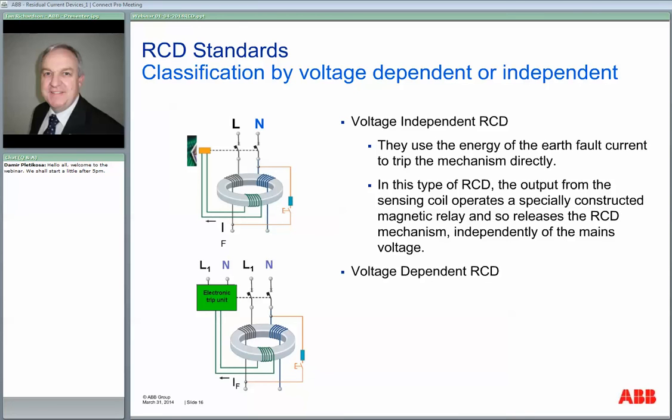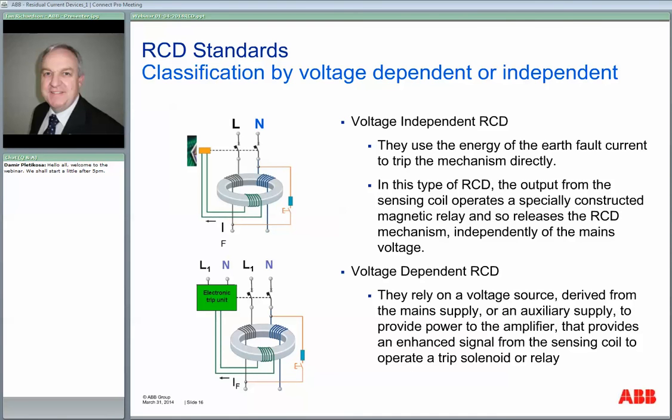The second style of RCD is a voltage-dependent RCD. With these devices, they actually require power to create the trip. The sensing through the toroid is identical, but there's an extra coil coming to the electronics of the system. Most voltage dependent RCDs are electronic in their operation. It requires a voltage applied to that electronics to enable the device to operate, which in most cases is not so much an issue, it's just the basis of the technology used. As you can see here, it does rely on a voltage source in order to operate.